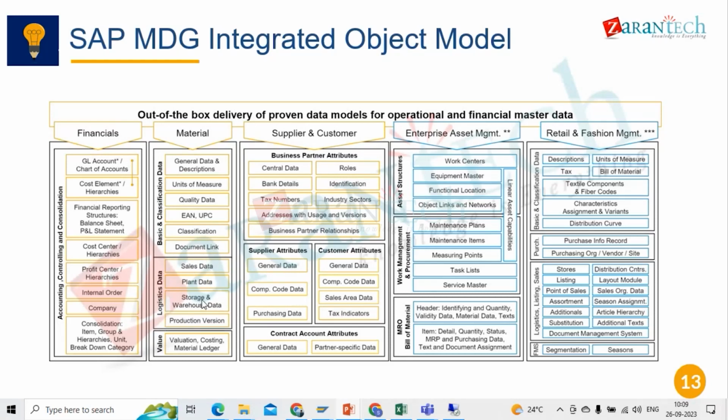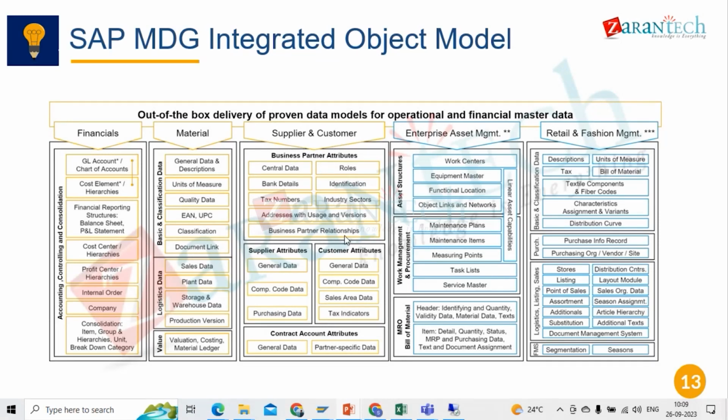In logistic data, we can see sales data, plant data, storage and warehouse data, and also production version. In values, you can see valuation classes and costing, for any of the materials, any of the goods manufactured, and material ledgers. And here you can see supplier and customer.